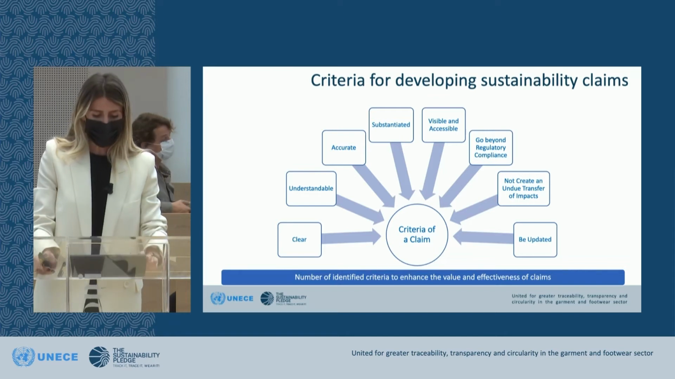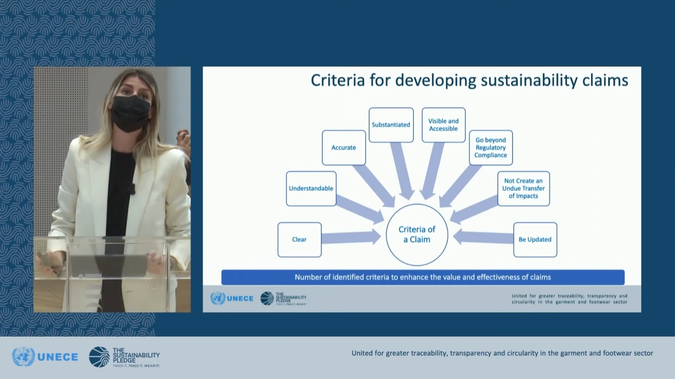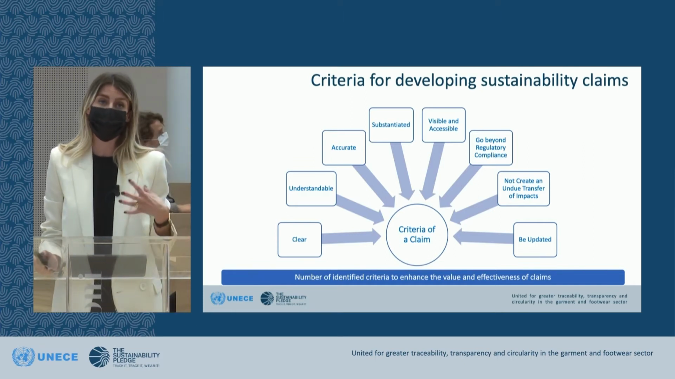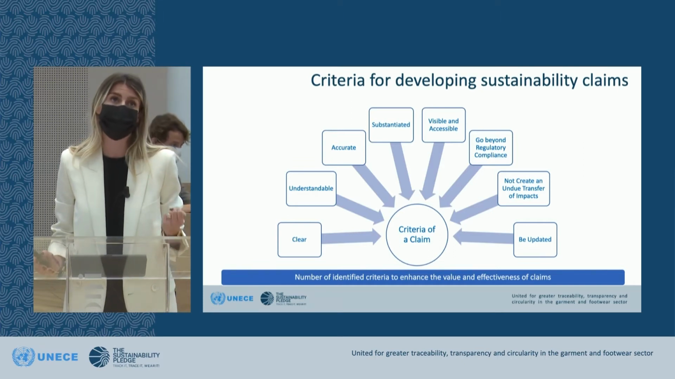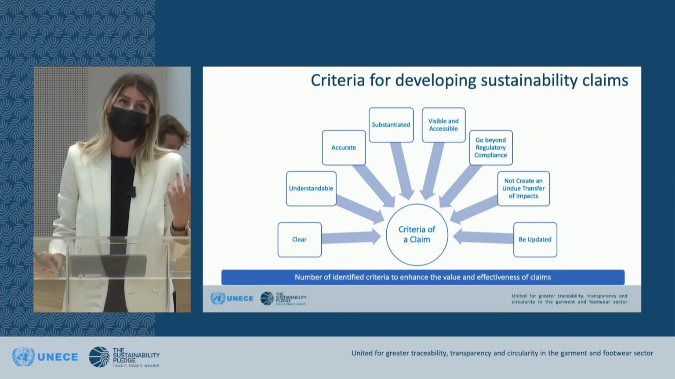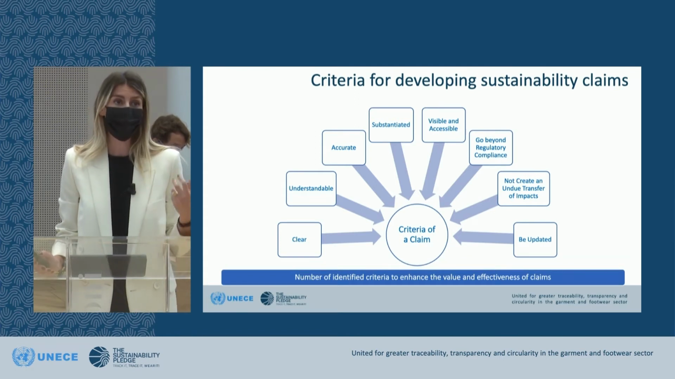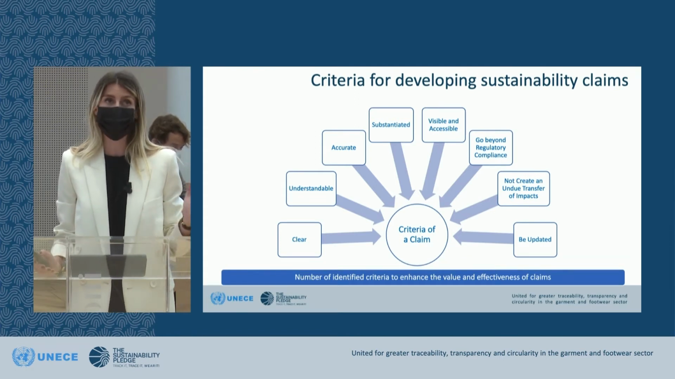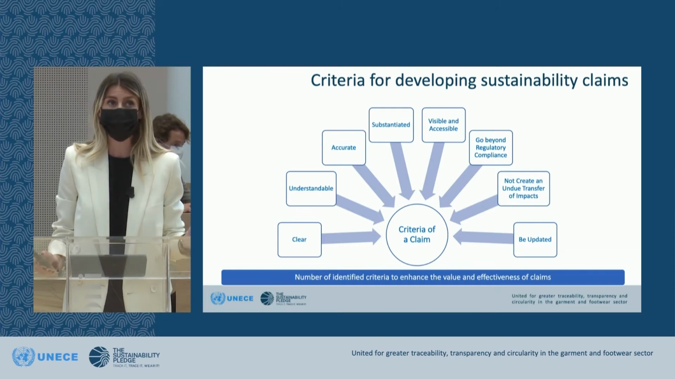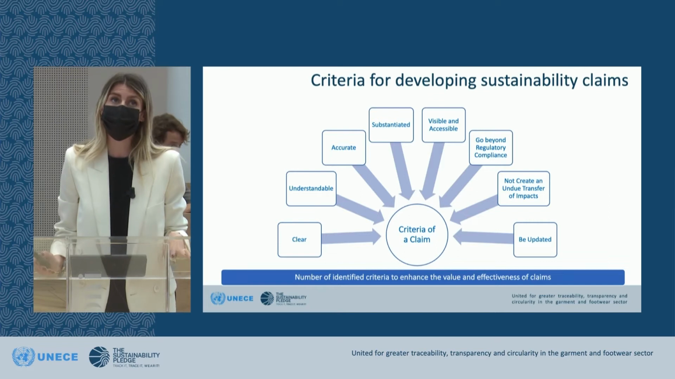So we decided to lay down a number of identified criteria to develop claims in order to enhance really the value and effectiveness of claims. You can see them listed here. So a claim needs to be clear, first of all, understandable. So it doesn't have to use those vague expressions that we found in the other slides, such as environmentally friendly or conscious or sustainable. It has to be accurate, and I would like to focus on substantiated.